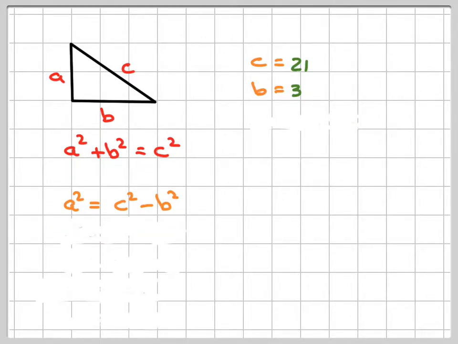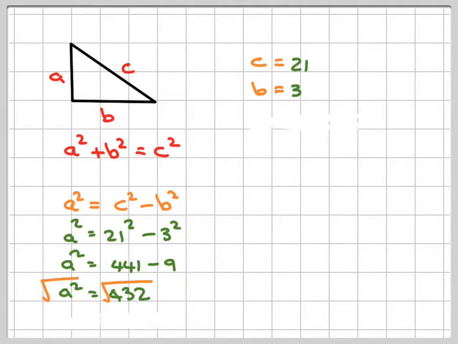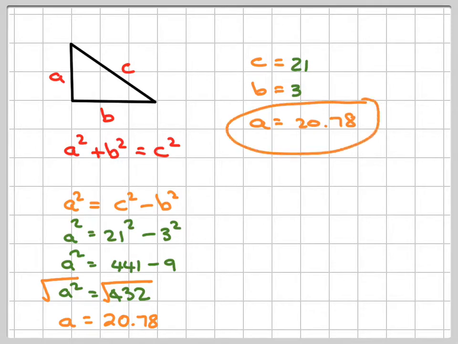Okay, so that becomes now A squared equals C squared minus B squared. Okay. So next, we're going to put the values of C and B in. So we've got 21 squared minus 3 squared. And A squared is equal to 441 minus 9. Now we have to square root to get rid of A squared to make it into A. And A is equal to 20.78. So there you have it. A would be 20.78. The hypotenuse was 21 and B was 3.